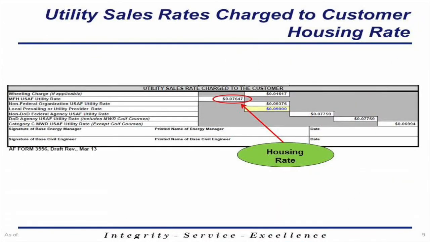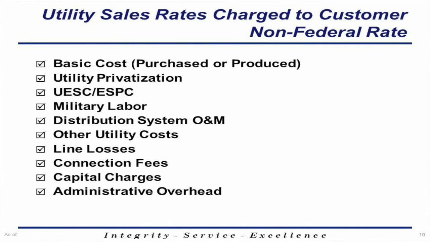So here you can see how that result is shown on the 3556. This is the electric service example. It shows the housing rate with those charges included and excluded as discussed.